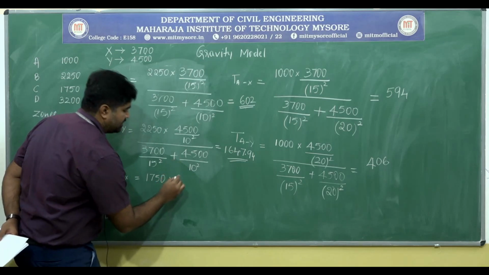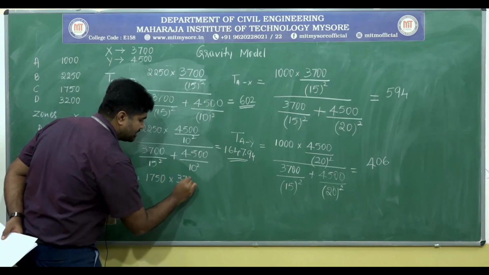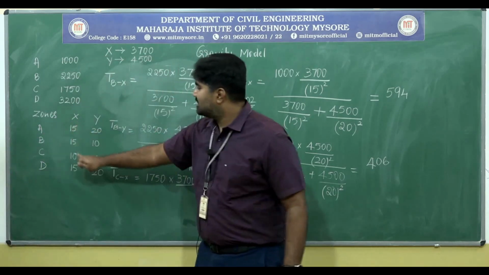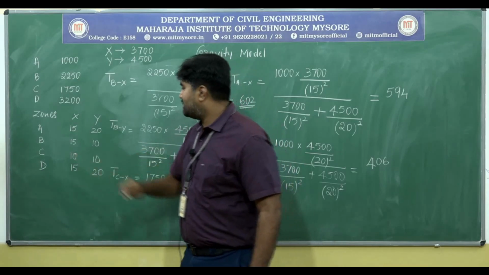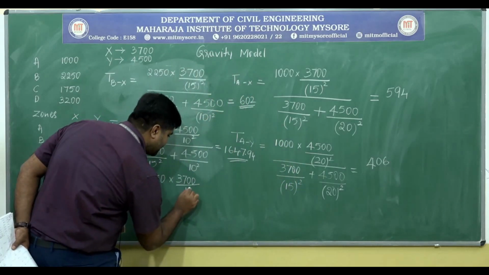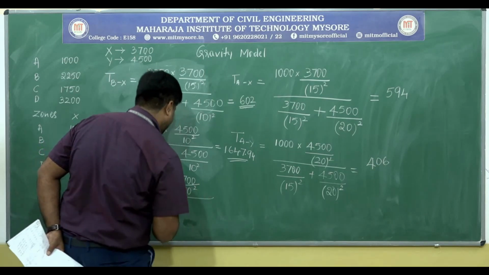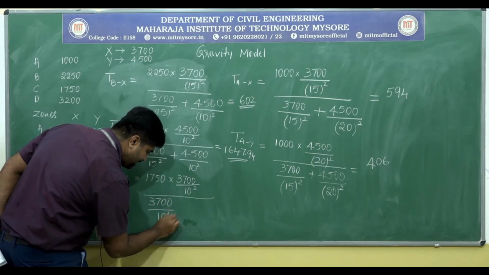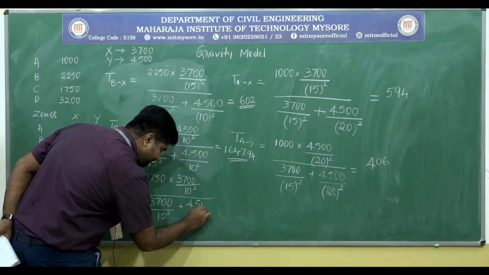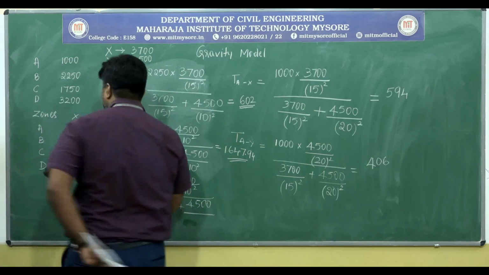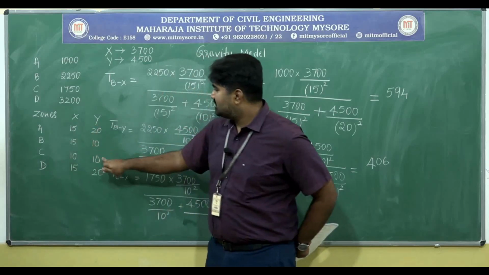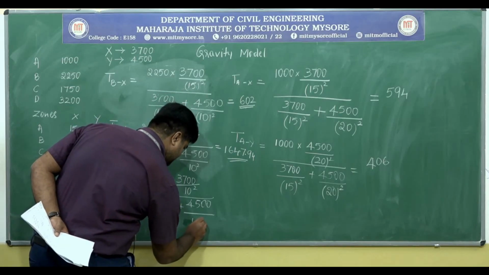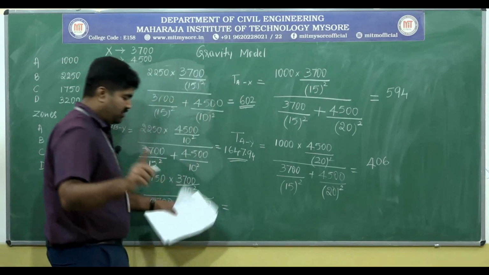1750, towards X industrial estate. It is 3700 divided by the time taken between C to X, which is 10 minutes, so 10 square, divided by 3700 divided by 10 square plus 4500 divided by the time taken between C to Y, which is also 10 minutes, so divided by 10 square. How much will you get? You have to calculate it.